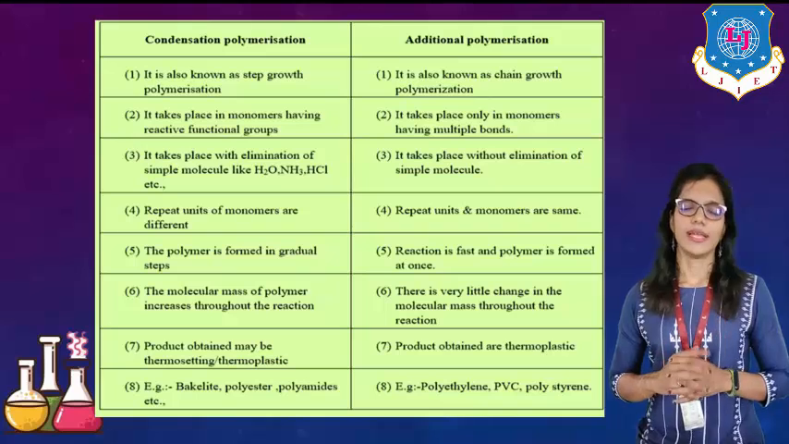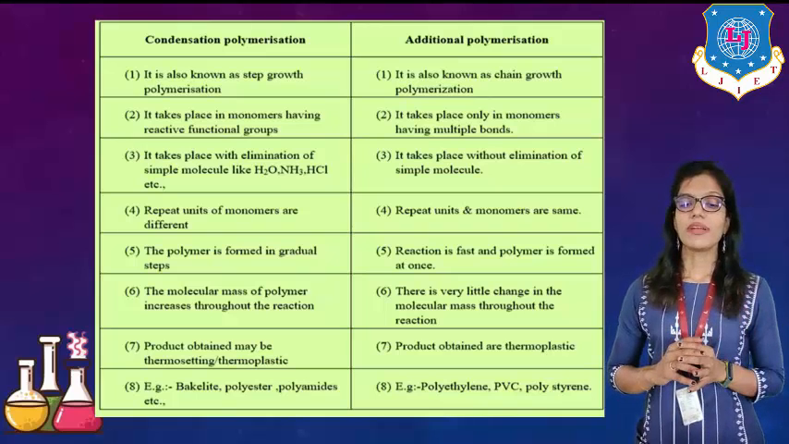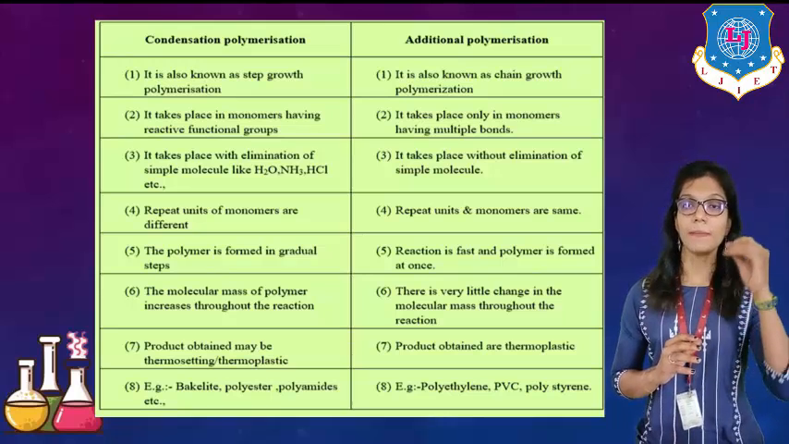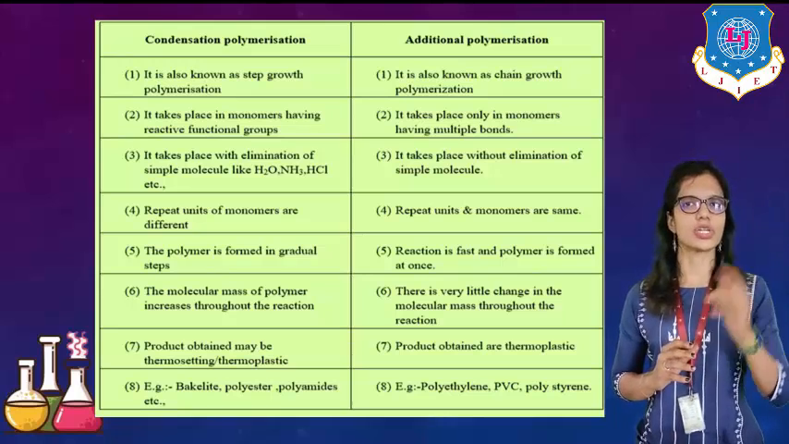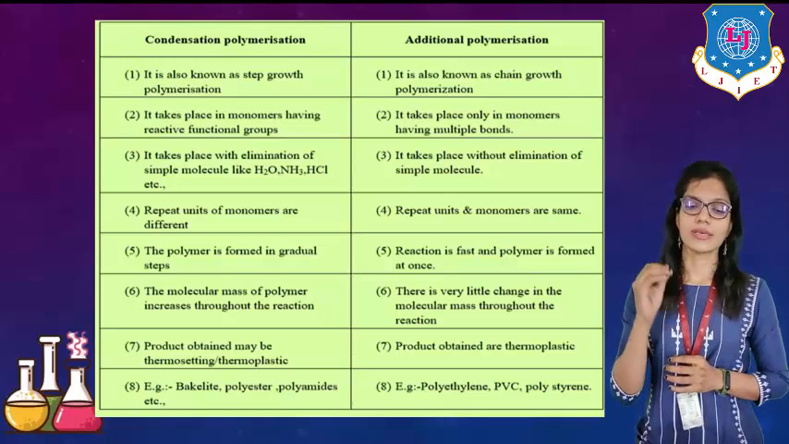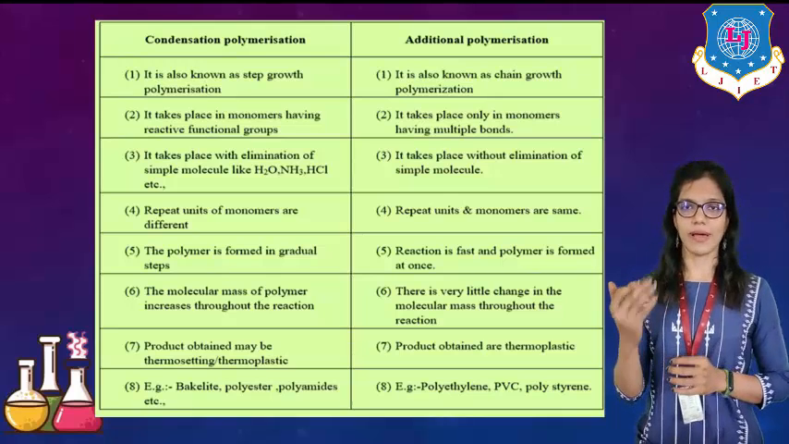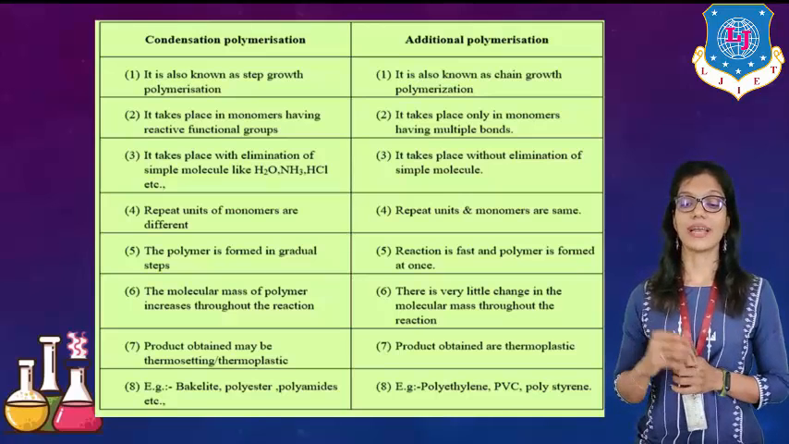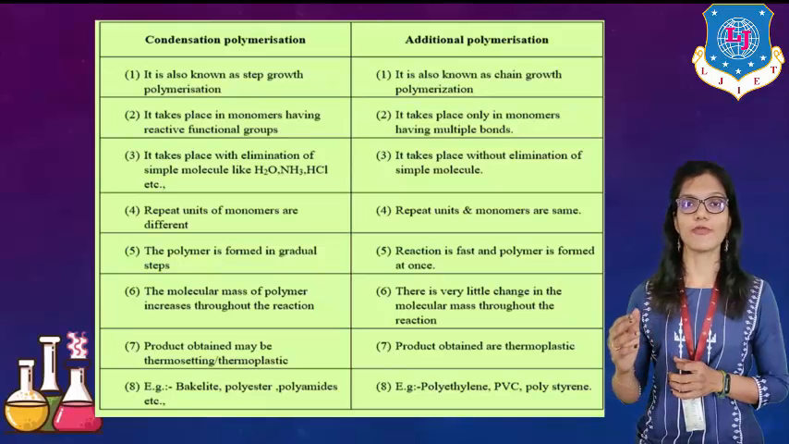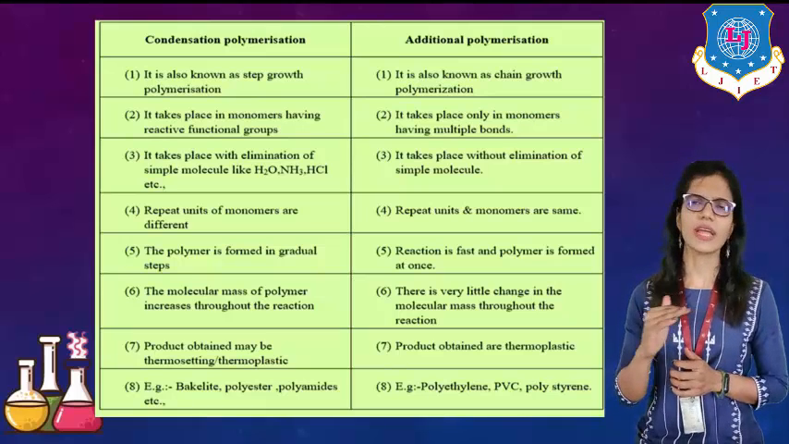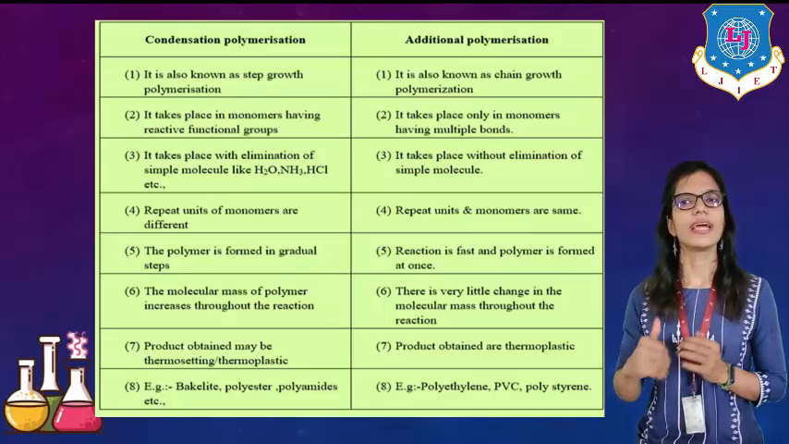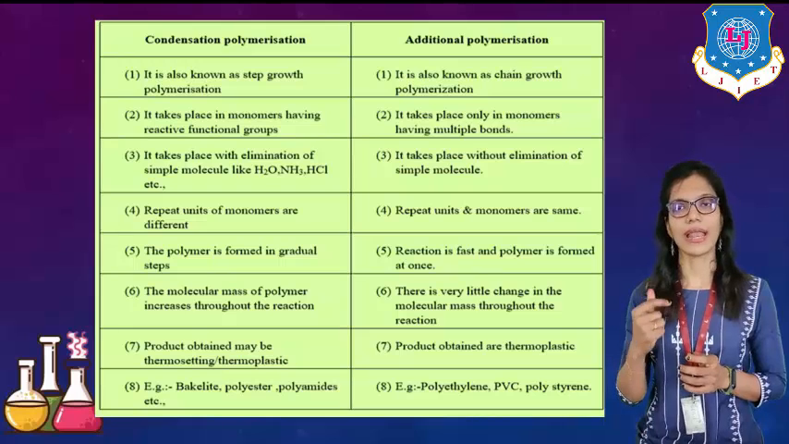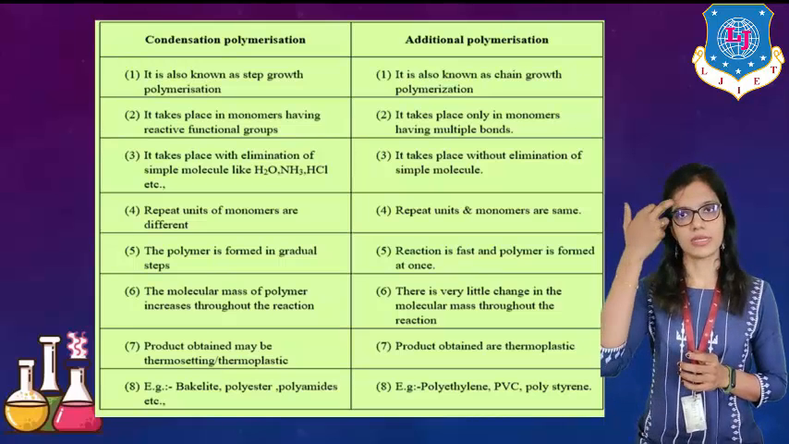Then the polymer is formed in gradual steps, because it is known as step growth polymerization. Right? So it is taking place in a stepwise manner. Afterwards, we have the opposite: the reaction is fast and the polymer is formed at once. It doesn't require any steps. It generally occurs in a single-step reaction and it's very fast. It can happen in minutes.